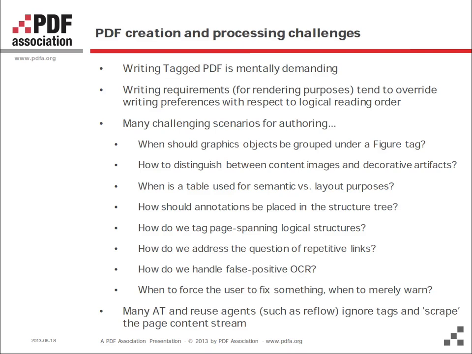And the developer who's helping an author produce an accessible document has the problem of attempting to figure out when they're dealing with a table and when they're not. Obviously, every time a user uses a table tool does not necessarily mean that they intend a table. How should annotations be placed in the structure tree? Annotations, they come in many shapes and sizes.